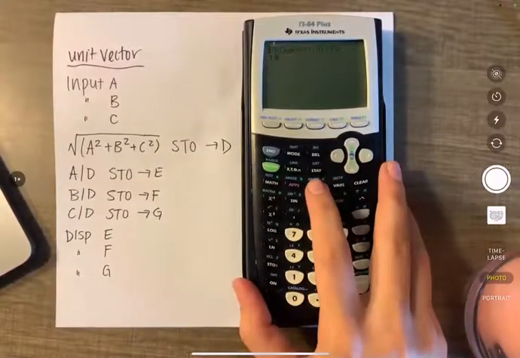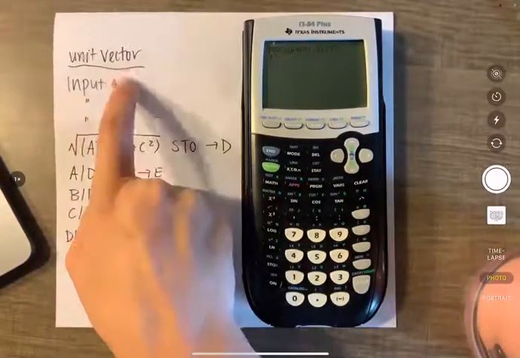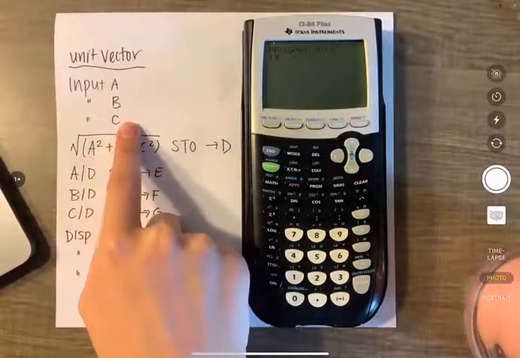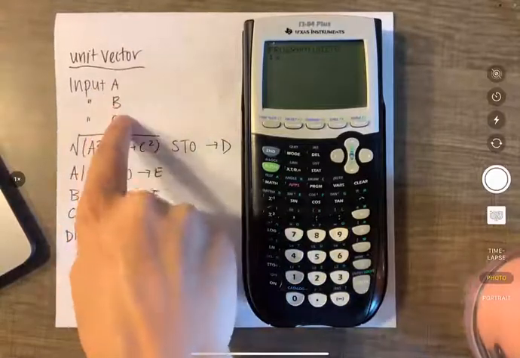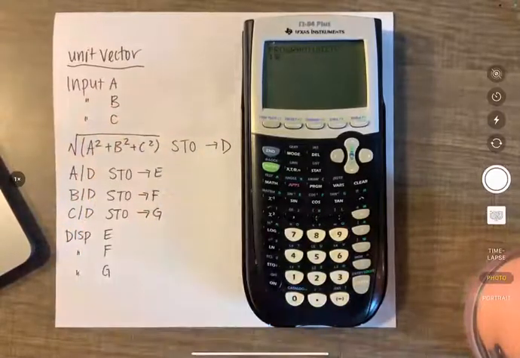The input is going to be your x, y, and z values of the vector that you want to find the unit vector of. For example, when you're finding a force vector, you know how you have to go in and say, all right, here's a position vector I know, and I need to make it a unit vector. So these would be the x, y, and z components of that position vector.